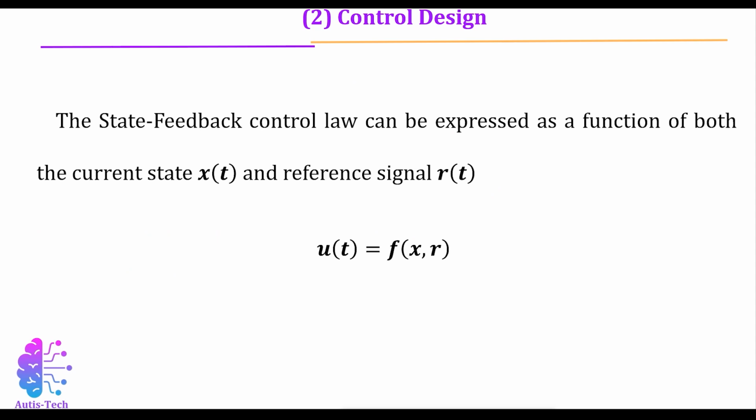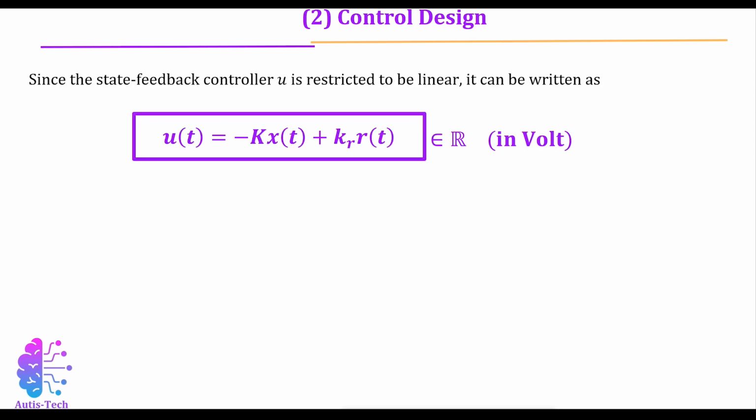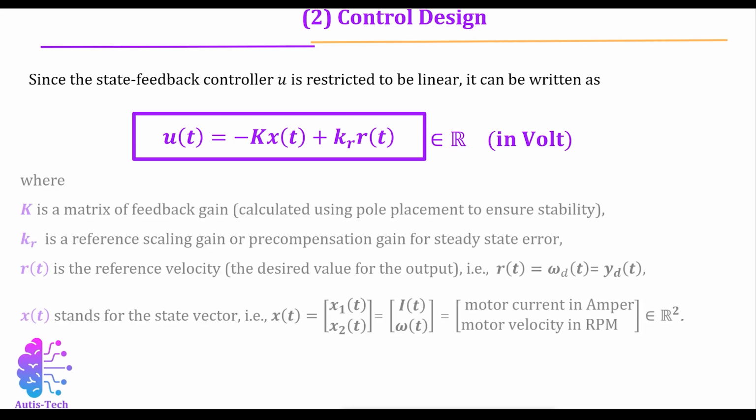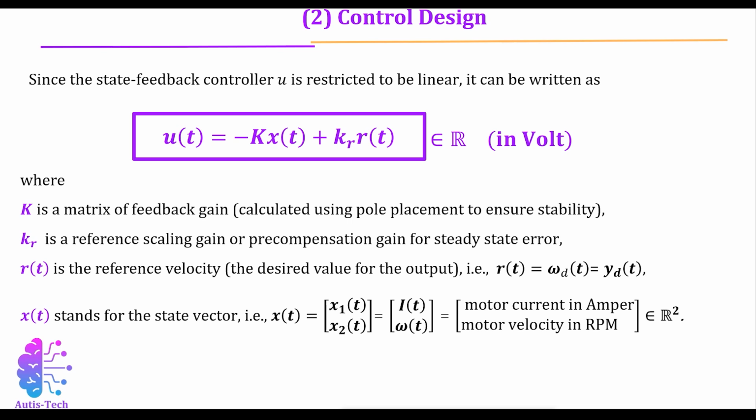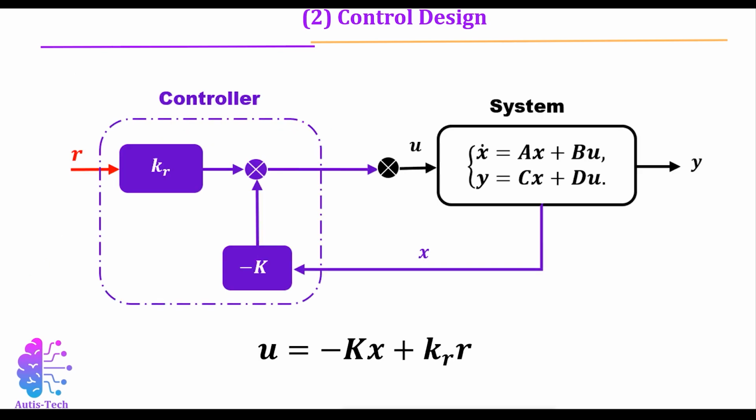The state feedback control law can be expressed as a function of both the current state X and reference signal R. Since the state feedback controller is restricted to be linear, it can be written as U equals minus K times X plus Kr times R, where K is a matrix of feedback gains, Kr is a reference scaling gain or precompensation gain for steady-state error, R is the reference velocity or the desired value for the output, and X stands for the state vector.